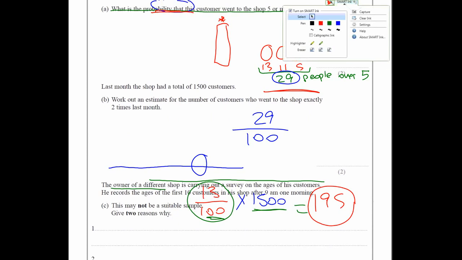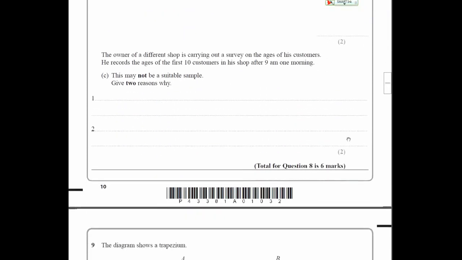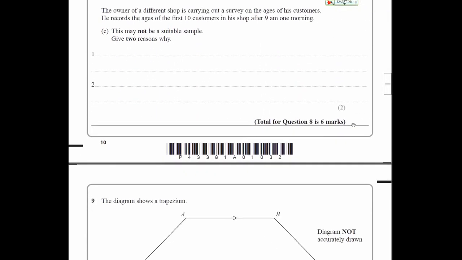Hopefully we can clear this ink, and I won't live to regret it. The owner of a different shop is carrying out a survey on the ages of his customers. He records the ages of the first 10 customers in his shop after 9 AM one morning. This may not be a suitable sample. Give 2 reasons why.